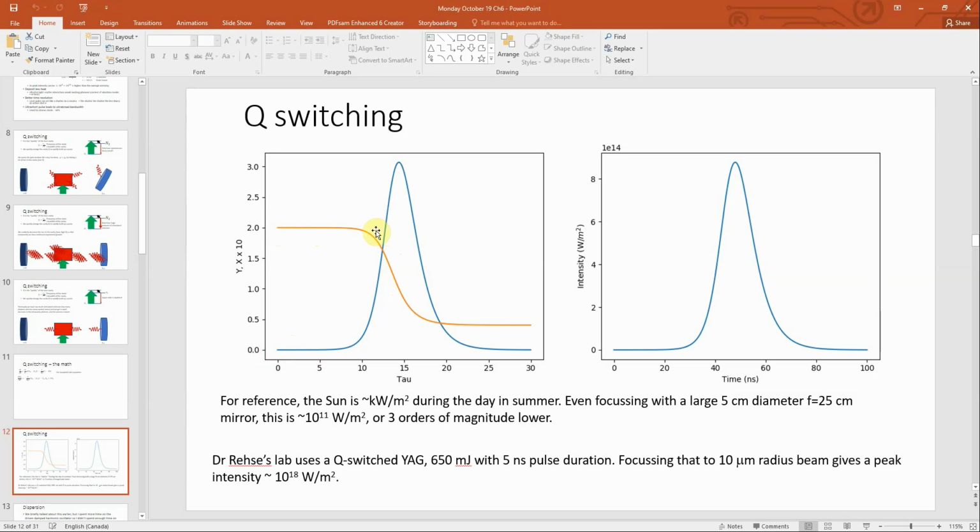This exponentially grows, but then as it grows, we start to have too much stimulated emission, and we start to depopulate that excited state. As we depopulate this excited state, this no longer exponentially grows. It reaches a peak, and then eventually we don't have population inversion anymore, and this comes down, back to close to zero.